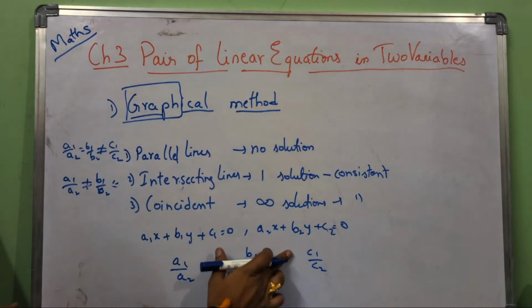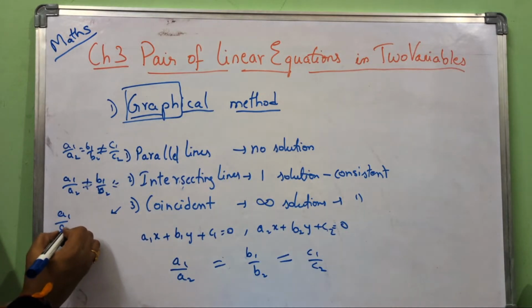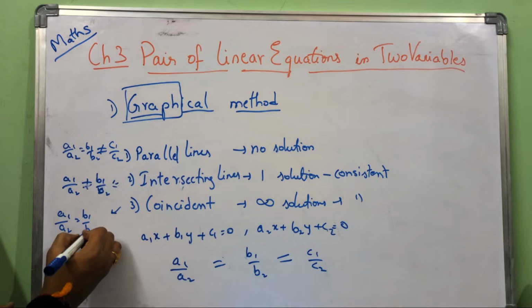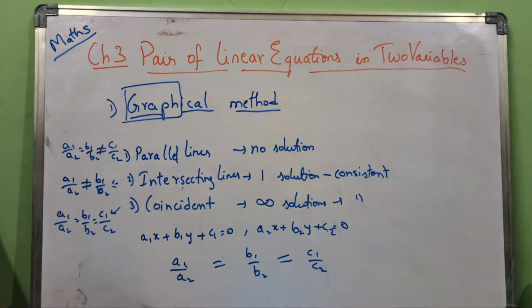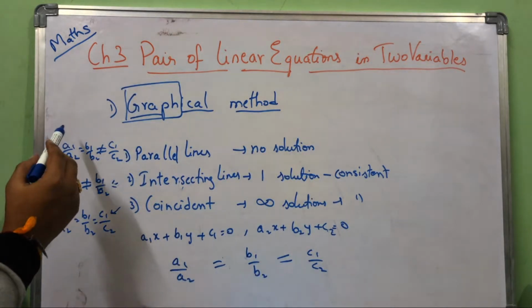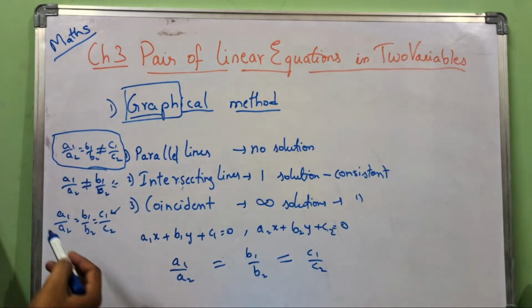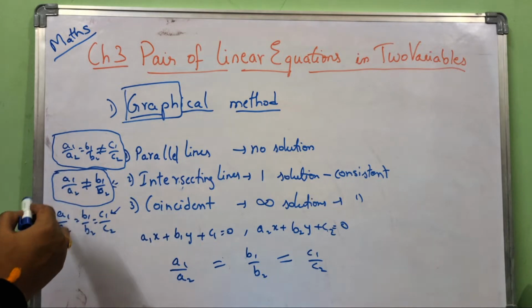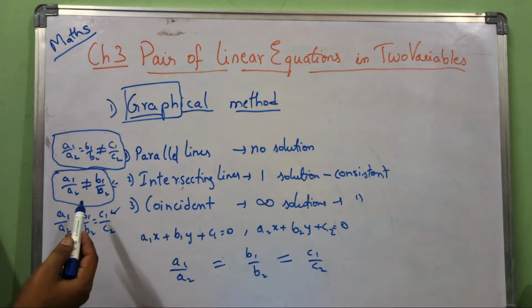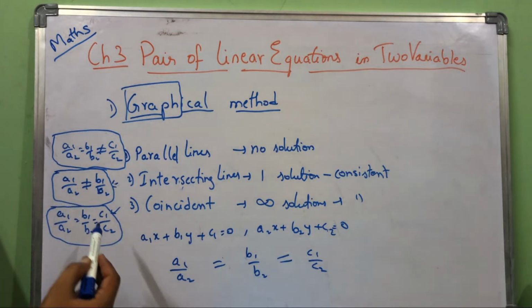The third condition, if a1 by a2 equal to b1 by b2 equal to c1 by c2, is the condition for coincident lines. So you have to remember these 3 conditions. For parallel lines, a1 by a2 is equal to b1 by b2 and it is not equal to c1 by c2. Whereas for intersecting lines, a1 by a2 is not equal to b1 by b2. No need to check for c1 by c2 because it will not be valid. The third condition is a1 by a2 equal to b1 by b2, which is equal to c1 by c2, for the constant.